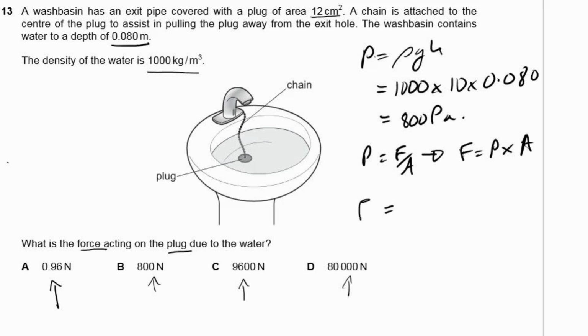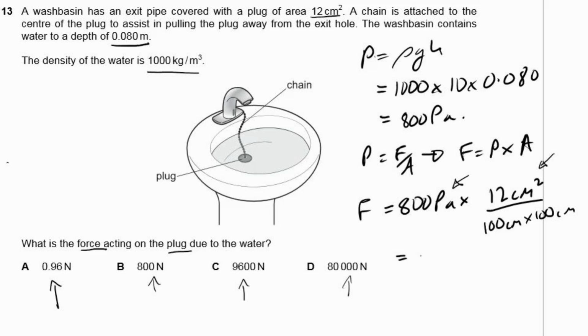Alright, so the force then is given by 800 pascals multiplied by 12 centimeters squared. But pascals, that's a unit part of which is in meters squared. It's newtons per meter squared. This is centimeters squared, so I have to convert that to meters squared. 12 centimeters squared divided by, well, a meter is 100 centimeters times 100 centimeters. So it's 10,000. So it's 12 divided by 10,000 multiplied by 800. And if we put that into the calculator, that will give us a value of 0.96 newtons. There we are. And the answer is option A.